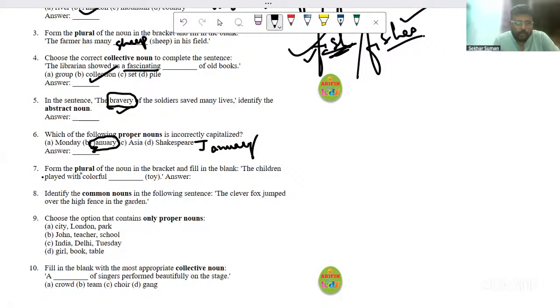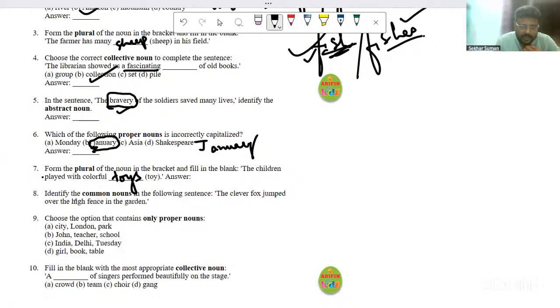Form the plural of the noun in the bracket and fill in the blanks. This is a very easy one. What do you say, children? The plural form of toy would be toys. Played with colorful toys. There is no rocket science in that.